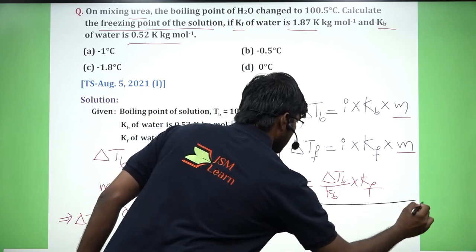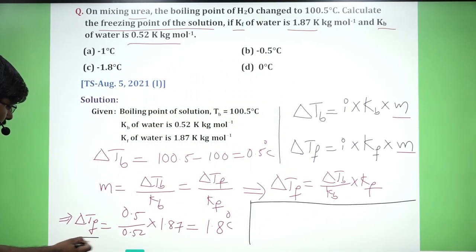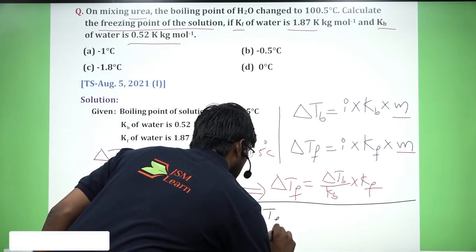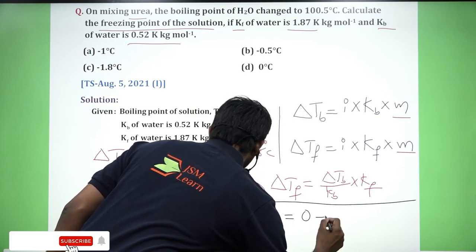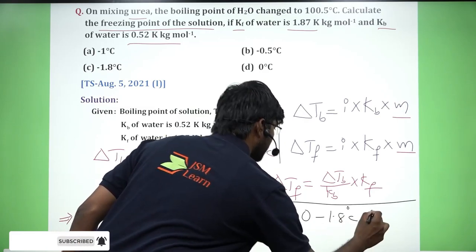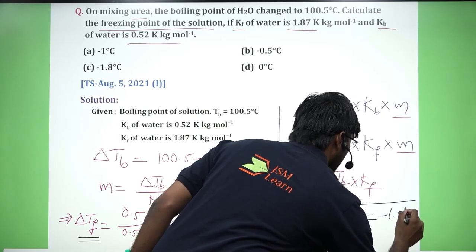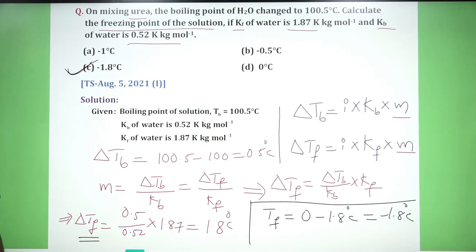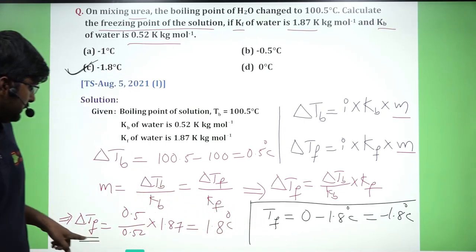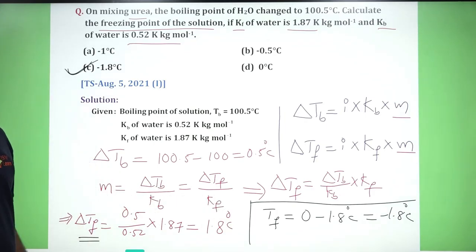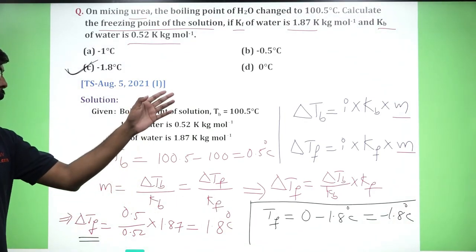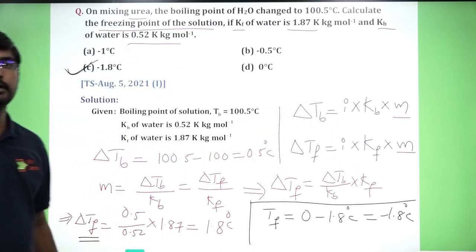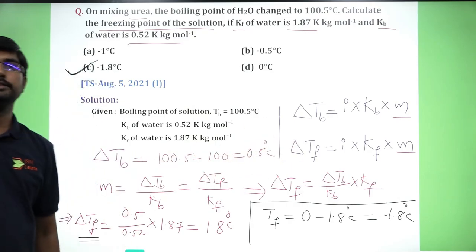From this, now we have delta Tf, but we need the freezing point of the solution, that is Tf equal to 0 minus 1.8 degrees centigrade, which is equal to minus 1.8 degrees centigrade. So option C is the answer. Yes or no? See, this we already did, the same type of problem, just now we discussed it. Clear? See how many times questions were asked related to these two relations? Very, very important, these two: elevation of boiling point and depression in freezing point.